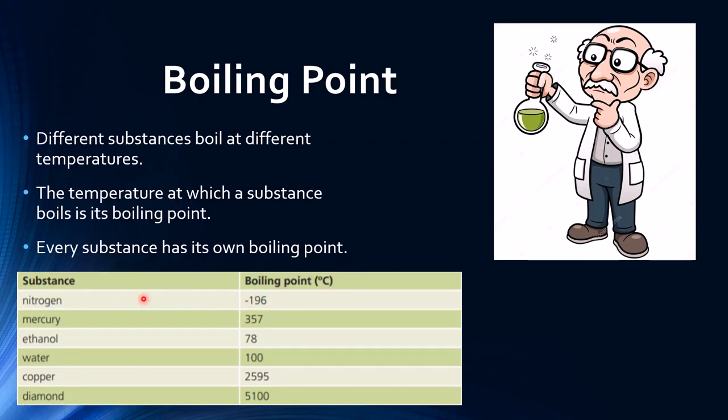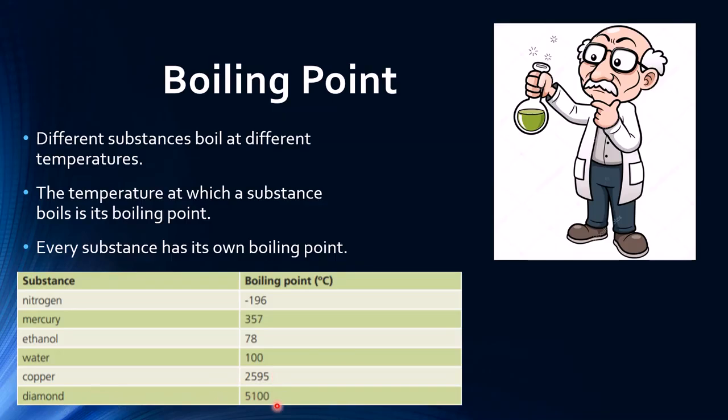The boiling point for nitrogen is minus 196 degrees Celsius. I am not using Fahrenheit over here. Wow, that's really low, right? Mercury, 357. Wow, that's really high. Ethanol, 78. Water, 100. Water is very common. Everyone knows that the boiling point of water is 100 degrees, right? Copper, 2595. Wow, that's so much heat.